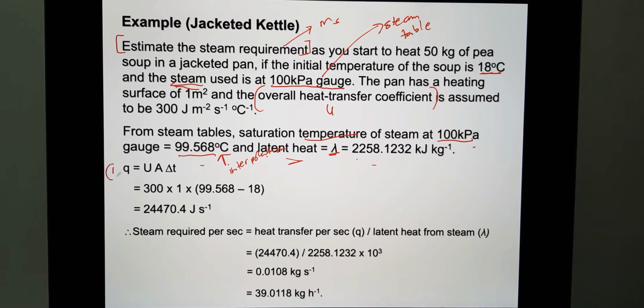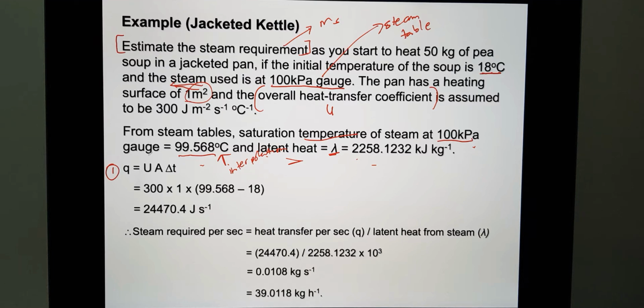So the first thing you need to do is calculate the value of Q. You have been given the value for U, you have been given the value of A, and you managed to get the initial temperature and the final temperature. So you need to use the equation Q equals UA delta T.